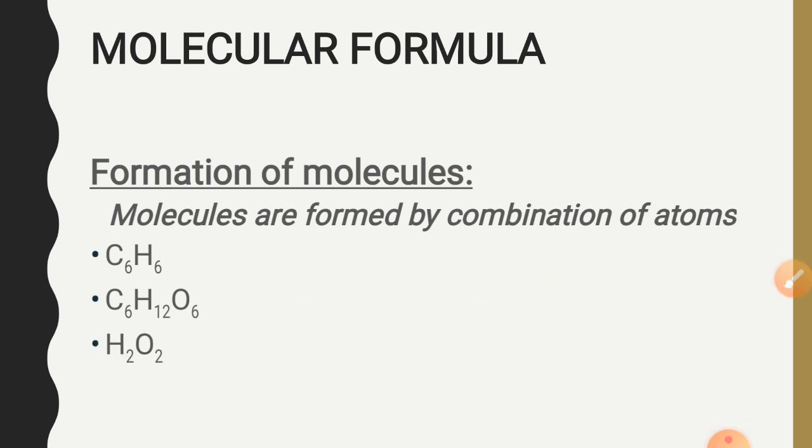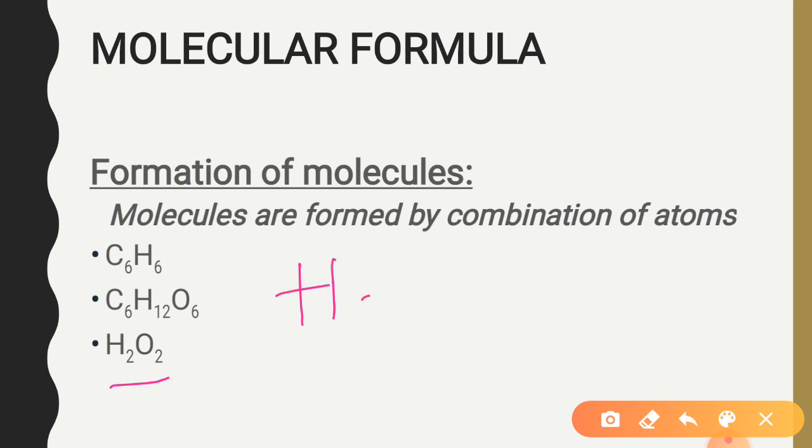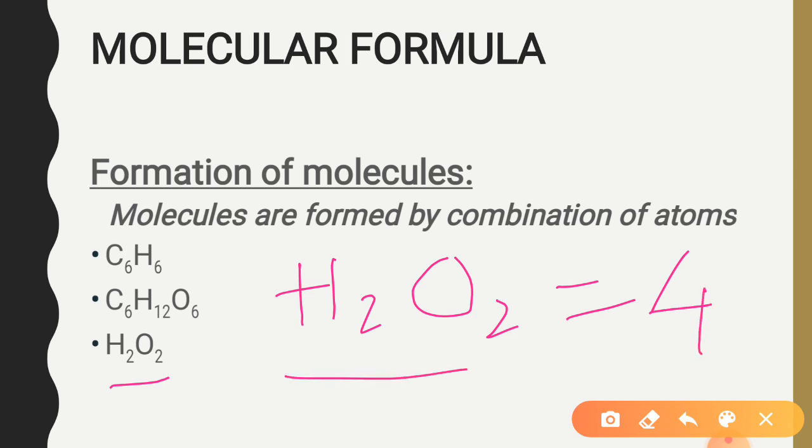One more example, hydrogen peroxide, which is shown here. It has the formula H2O2. It is its molecular formula. The molecular formula shows the actual number of atoms in a molecule. So let's count it. H2O2. There are 2 atoms of hydrogen and 2 atoms of oxygen. It means there are a total of 4 atoms in hydrogen peroxide.